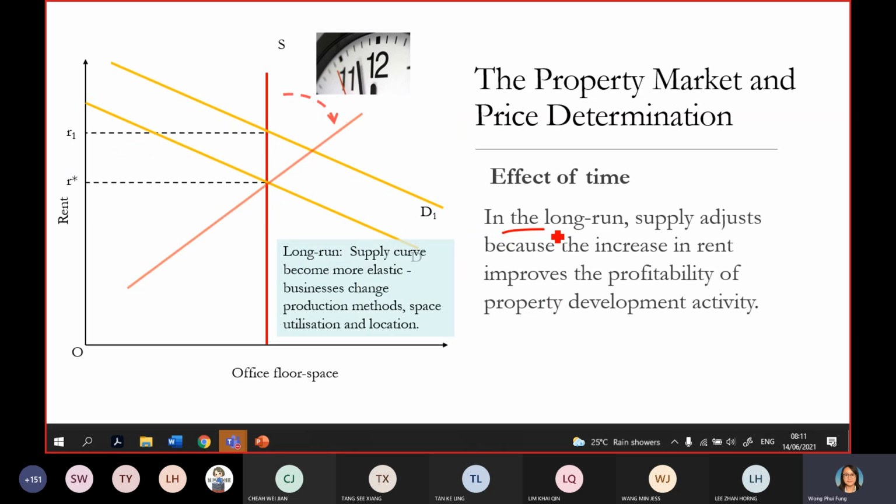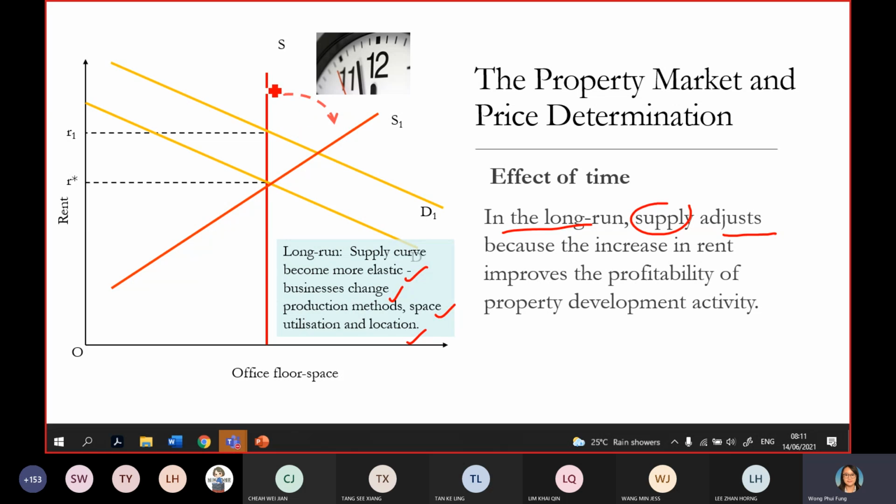However, in the long run, in economic terms, meaning that all factors of production are variable. So in the long run, supply becomes very elastic. Businesses start to change production method, space utilization, and location. Which means that in the long run, new buildings start to add to Sungai Long. Then the existing buildings in Sungai Long can also be refurbished and redeveloped. So that's why in the long run, supply adjusts.